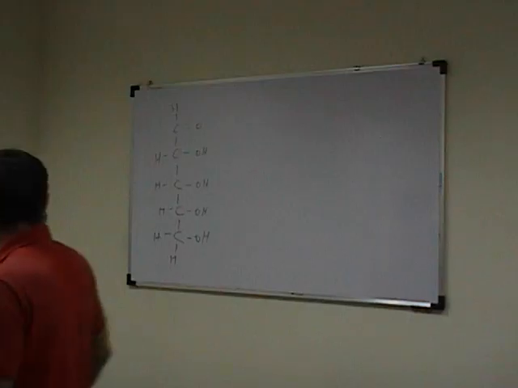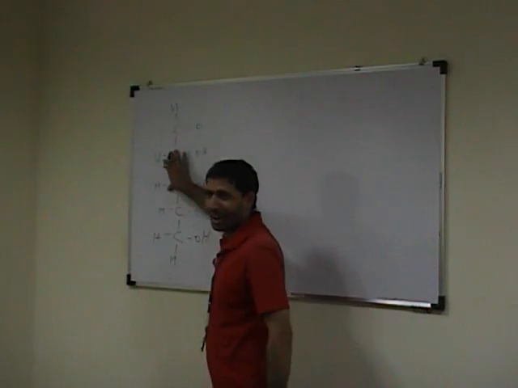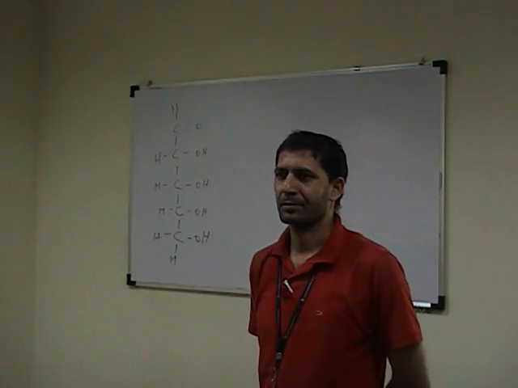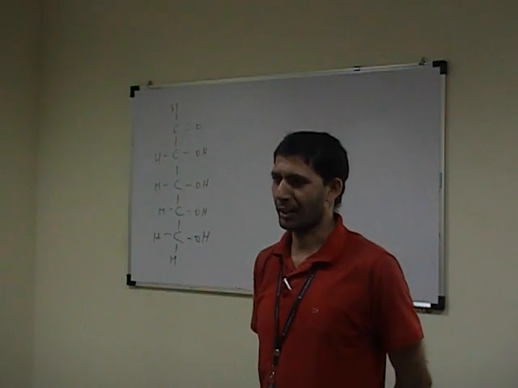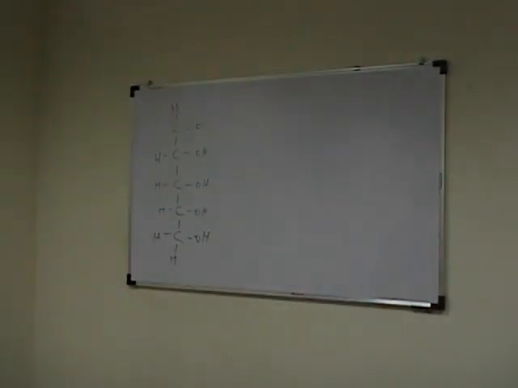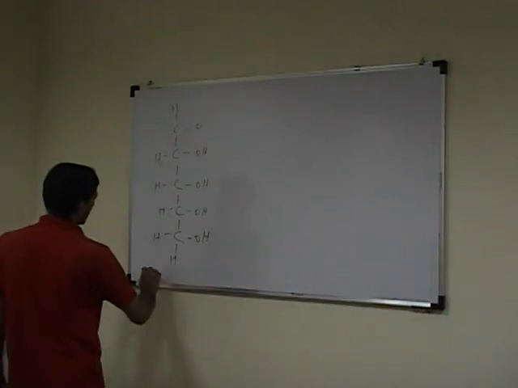Apurva, how many carbons in this are chiral or asymmetric? 3. No? So how many isomers you will get? 6. Huh? 8. No? 2 to the power 3. 2 to the power n. So 2 into 2 into 2, total 8. 8 isomers you will get from it. This is your ribose.